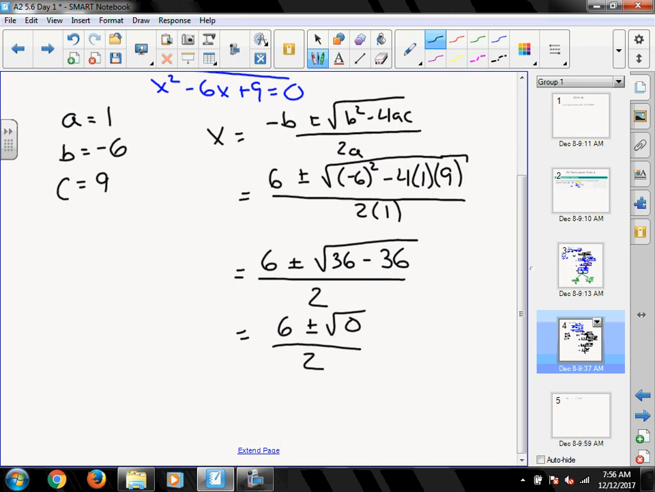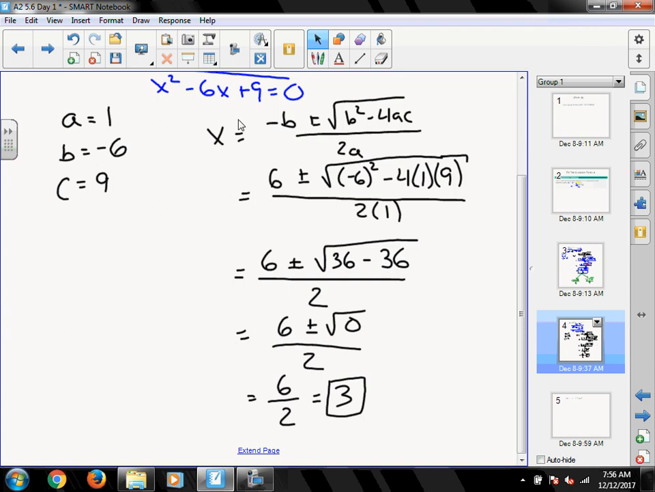Square root of 0 is just 0, so you're going to end up with just 6 over 2 or 3. So this one's just going to be one solution here, which means in terms of our graph that our vertex is just going to sit on the x-axis. It's going to sit there at 3. So your vertex would be at (3, 0). That can happen. The reason we get 6 over 2 is 6 plus 0 is 6. 6 minus 0 is 6. So we just use that as 6. We end up with our one solution.